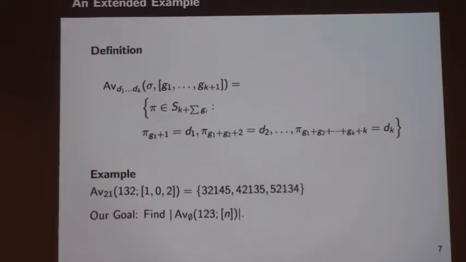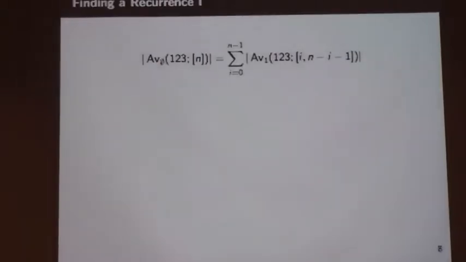Our goal is going to be to find the number of permutations that avoid 1, 2, 3 and that have any downfix you want. And the way we're going to do that is with recurrence.